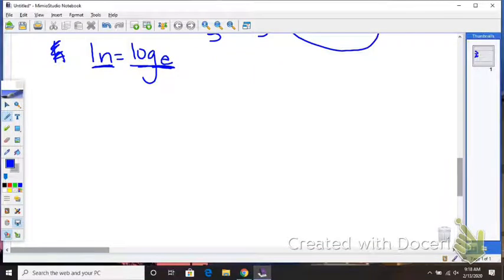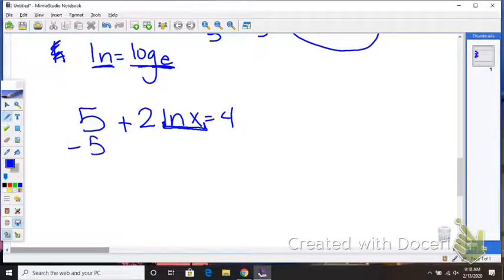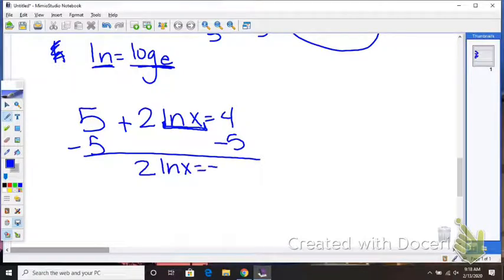So if I give you this, 5 plus 2 natural log of x equals 4. What is the log part here that I need to get by itself? Just ln x. This right here. So the first thing I need to move is this 5. How am I moving this positive 5? Subtracting it. So I have 2 natural log of x equals negative 1.